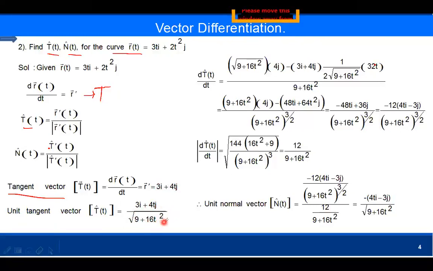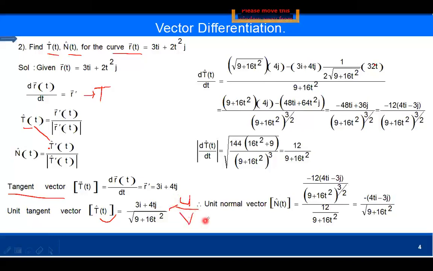Now we have to find the unit normal vector. What is the formula of the unit normal vector? It is the derivative of the unit tangent vector upon the magnitude of the derivative of the unit tangent vector. So first of all you have to find the derivative of T cap, that is dT over dt. Find the derivative of this by using the u by v rule: v into u dash minus u into v dash upon v square.